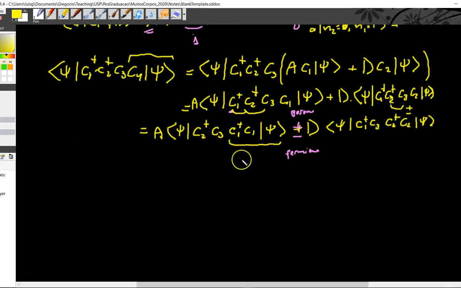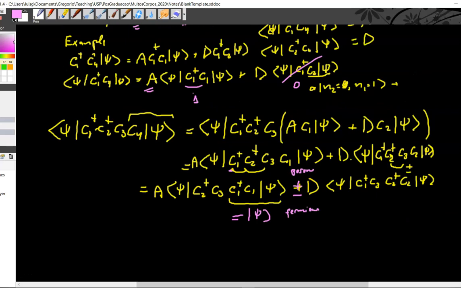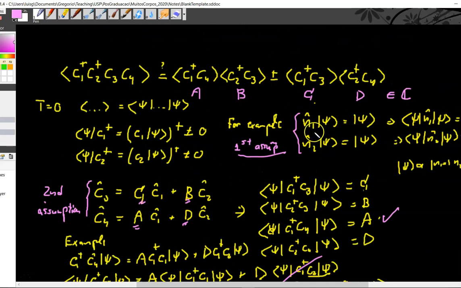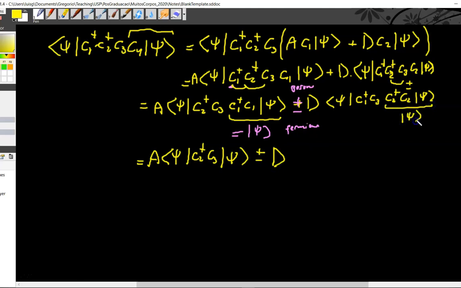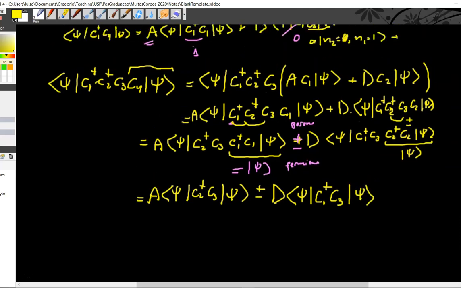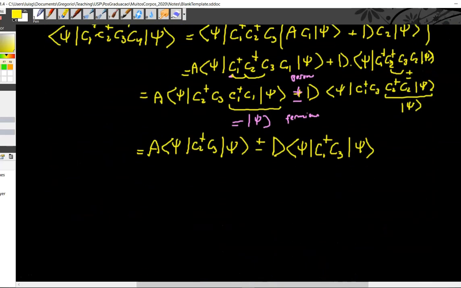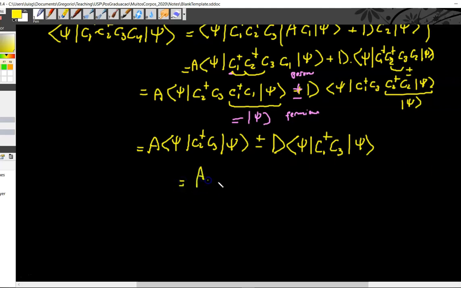Okay, let's move on then. This thing should be, of course, equal to psi, because by our first assumption up there, remember, N1 times psi equals psi. All right, so this gives me A times psi C2 dagger C3 psi plus or minus D. Now this guy is also psi, because by assumption there's only one particle in state 2 in psi, so this should be psi C1 C3 psi. And the expected value of C2 dagger C3 is B, right? So this is equal to A times B.